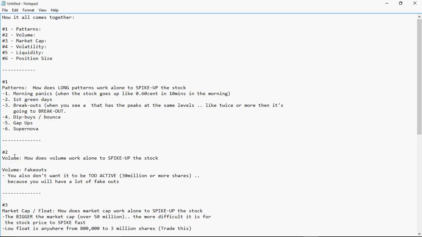Now let's look at volume. How does volume work alone to spike up the stock? Remember, we are about entering a stock, going long, and it going up in the direction we want and jumping up $1, $2, $3, $4. The volume must be right. When you get the right pattern, I don't want to say criteria, but you need other things in place, so when it goes up, it'll go way up.